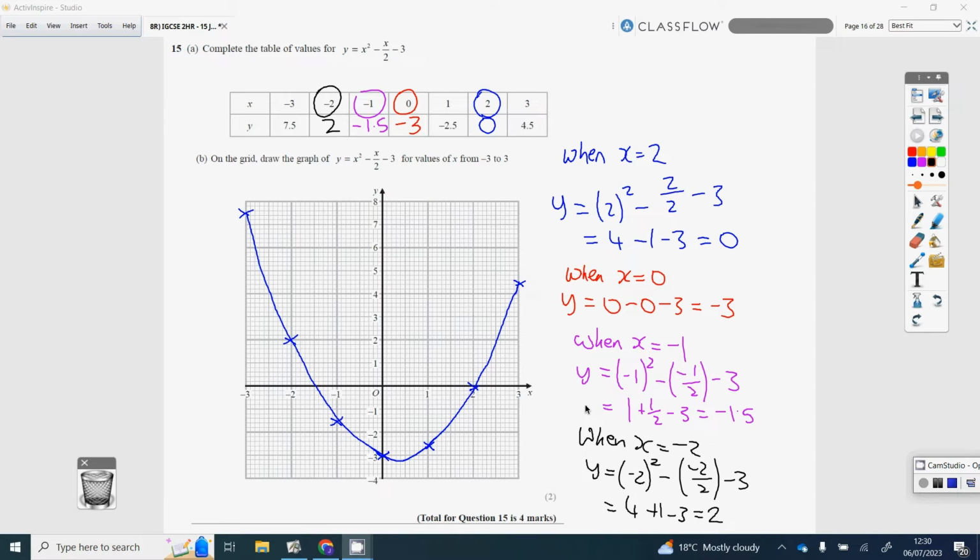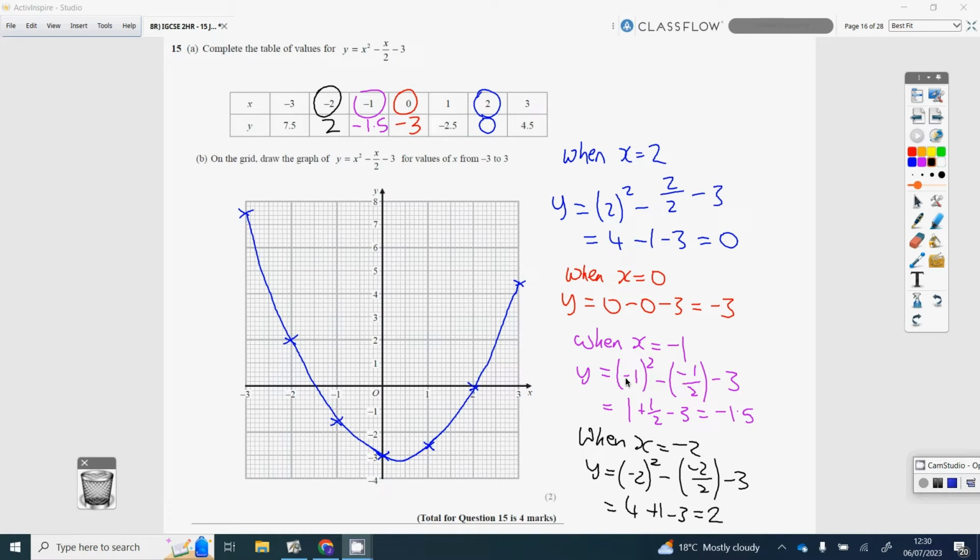Now be ever so careful here. When you've got negatives, make sure you protect the minus by putting it in brackets, right? Your calculator, if you just did minus 1 squared, would say minus 1, which is wrong. You've got to put it in a bracket. So open bracket minus 1 close bracket squared will give you the correct value of 2.